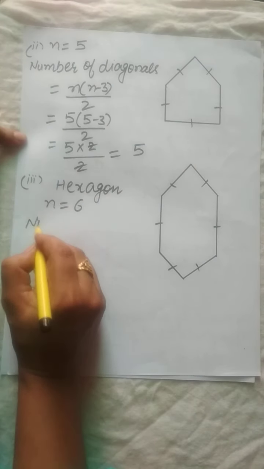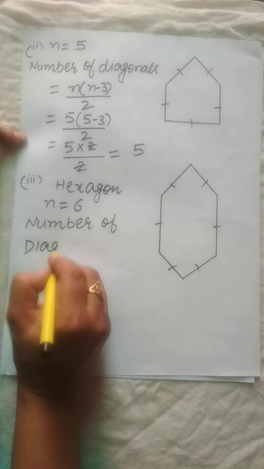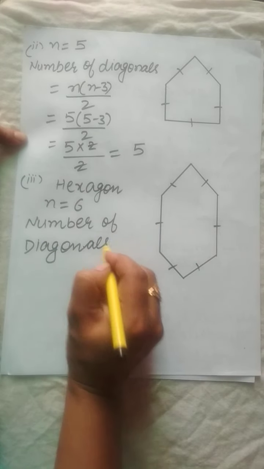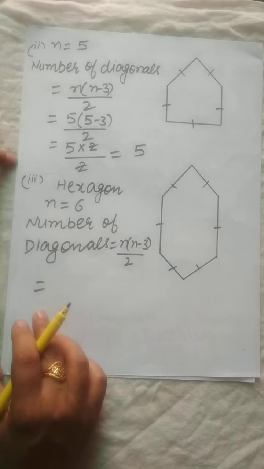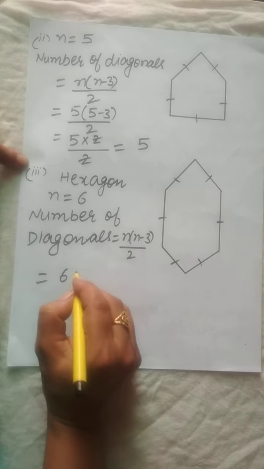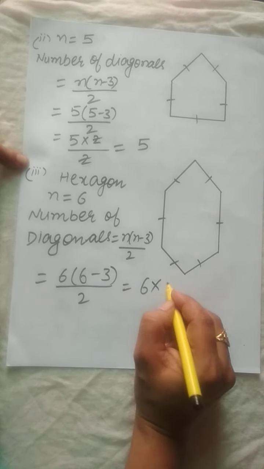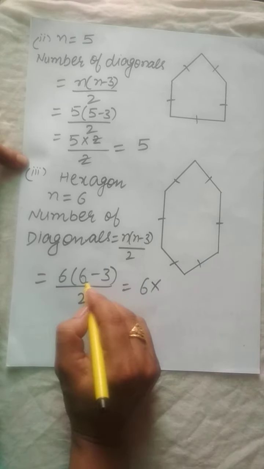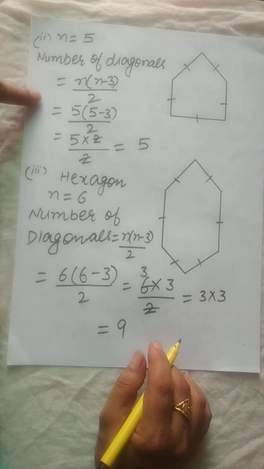Now again I will use the same formula. Number of diagonals will be equal to n into n minus 3 divided by 2. Students, you just need to know the formula and the number of sides, and simply you can get the answer by putting the value of n here. So it is 6 multiplied by 6 minus 3, which is 3, divided by 2. 2 3s are 6. 3 multiplied by 3 is equal to 9. So we can say that the number of diagonals in a hexagon is equal to 9.